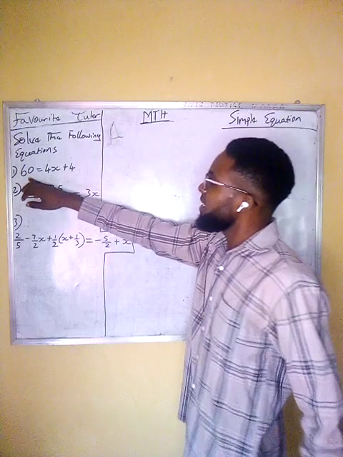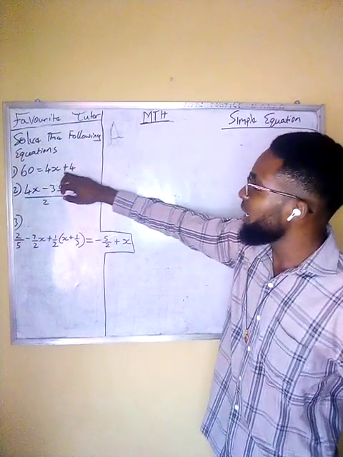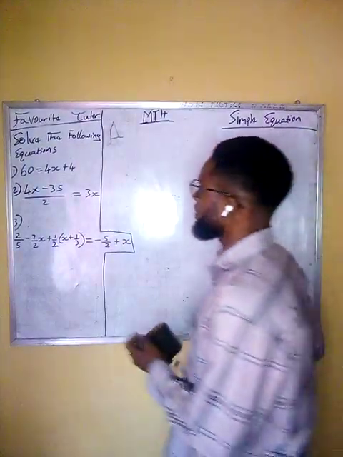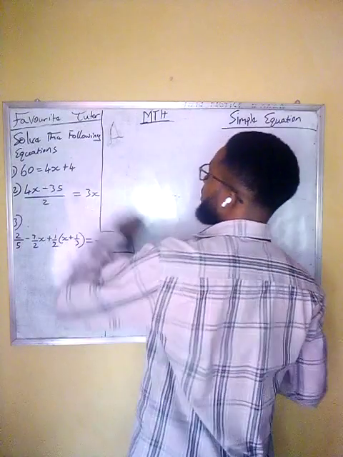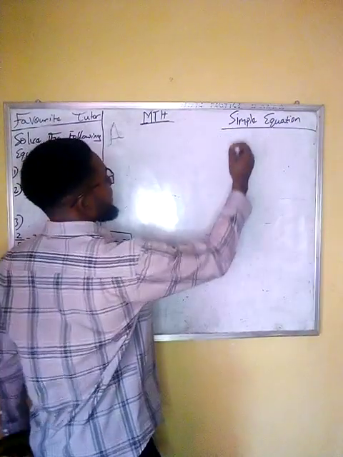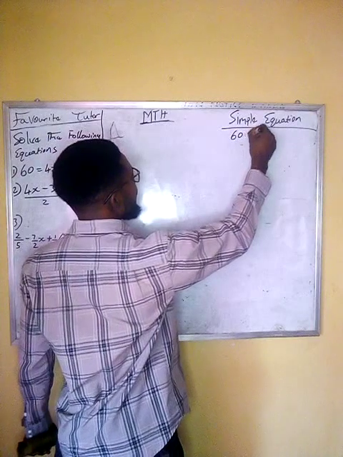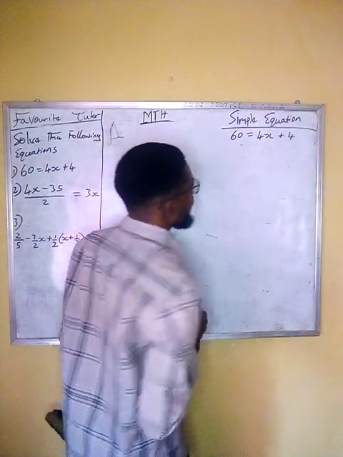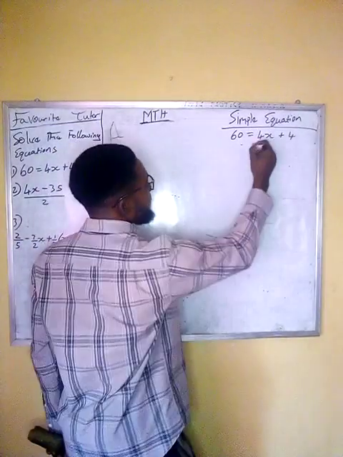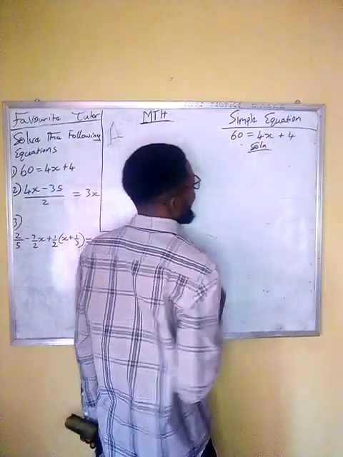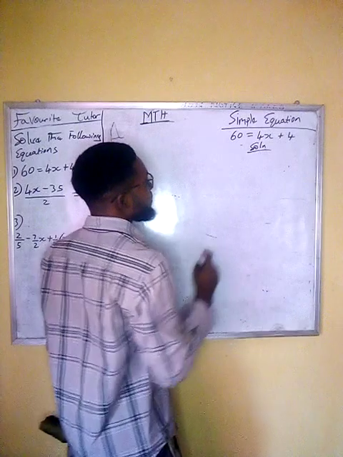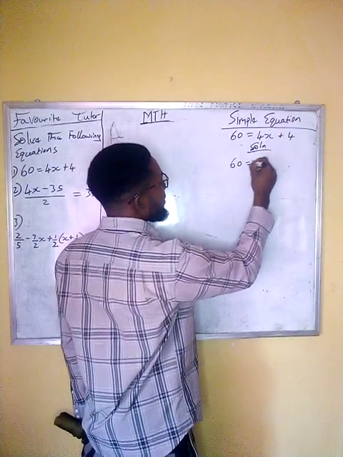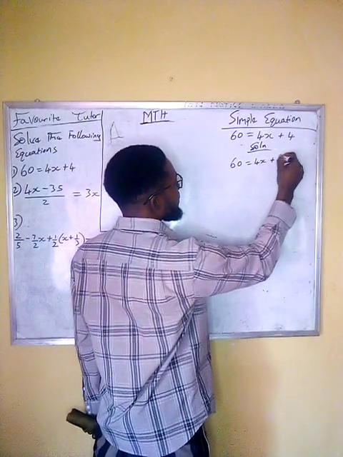Alright, the first one says 60 equals 4x plus 4. So we have to solve for the value of x. So this is 60 equals 4x plus 4, solving for the value of x. So this is the same thing as 60 equals 4x plus 4.